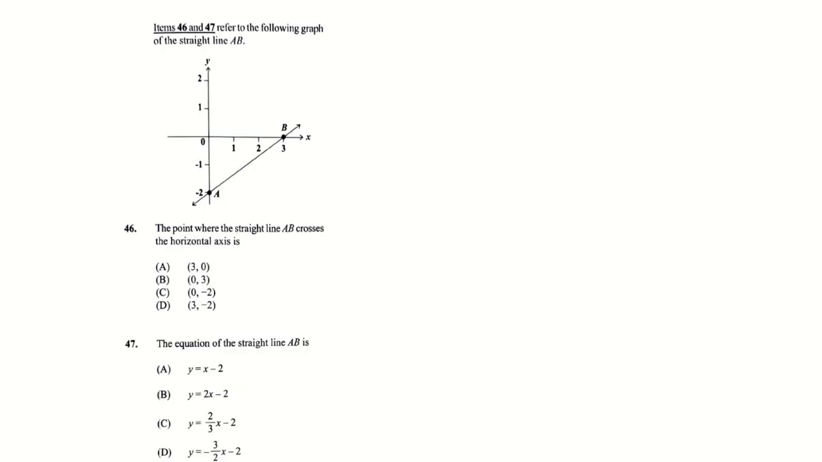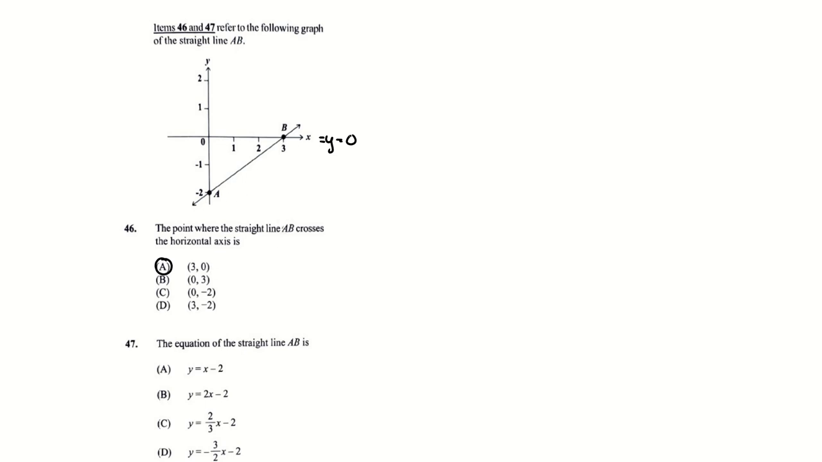Number 46 and 47 refer to the following graph of a straight line AB. The point at which the straight line AB crosses the horizontal axis, which is the x-axis, and on your x-axis y is equal to 0. It intersects at B, which is x is 3, y is 0. So that's A. The equation of the straight line AB, although we have enough information.